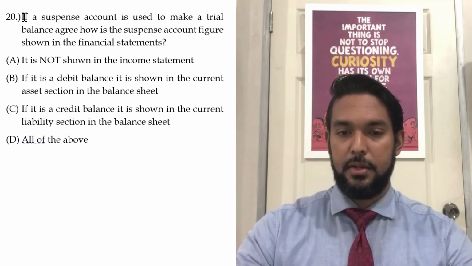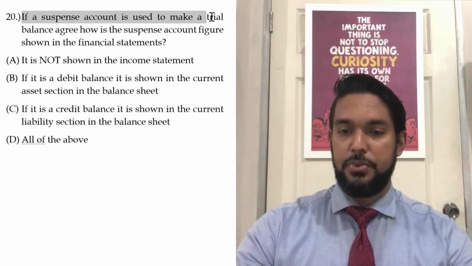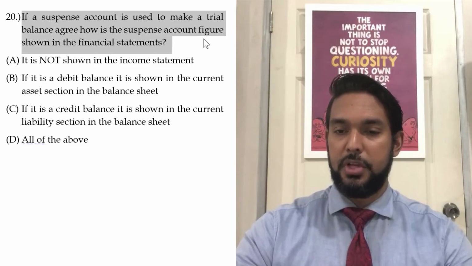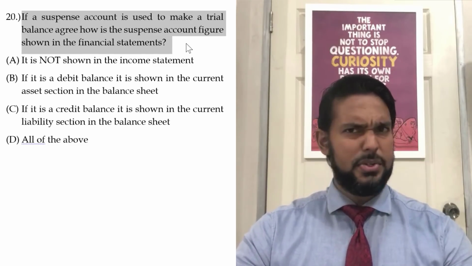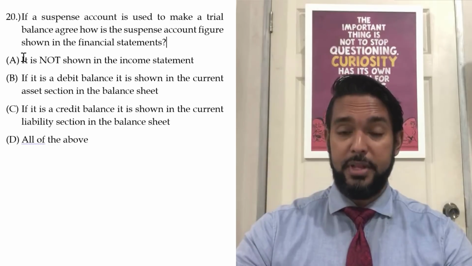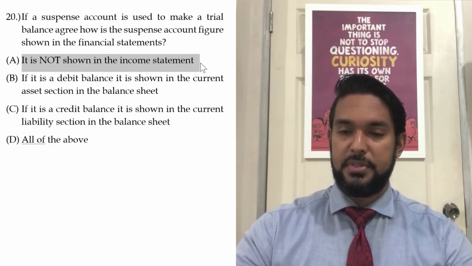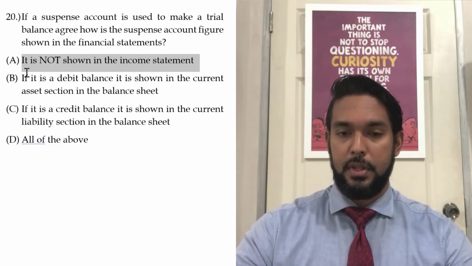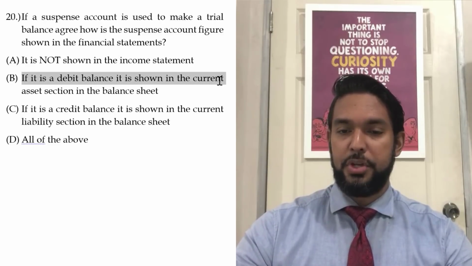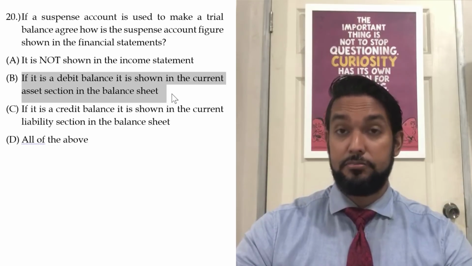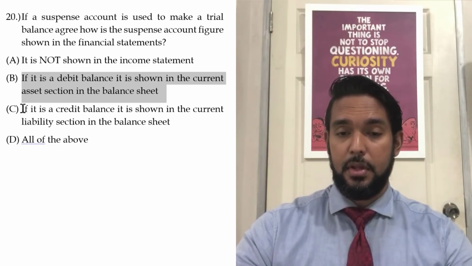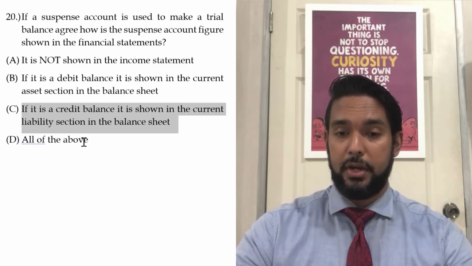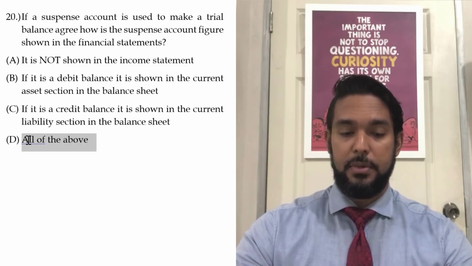Number 20. If a suspense account is used to make a trial balance agree, how is the suspense account shown in the financial statements? That's interesting. I wonder what it could be. It is not shown in the income statement. I would agree with that. A suspense account is neither an expense nor revenue. If it is a debit balance, it is shown in the current assets section of the balance sheet. That actually is correct. If it is a credit balance, it is shown in the current liability section of the balance sheet. That is also correct. So, all of the above.